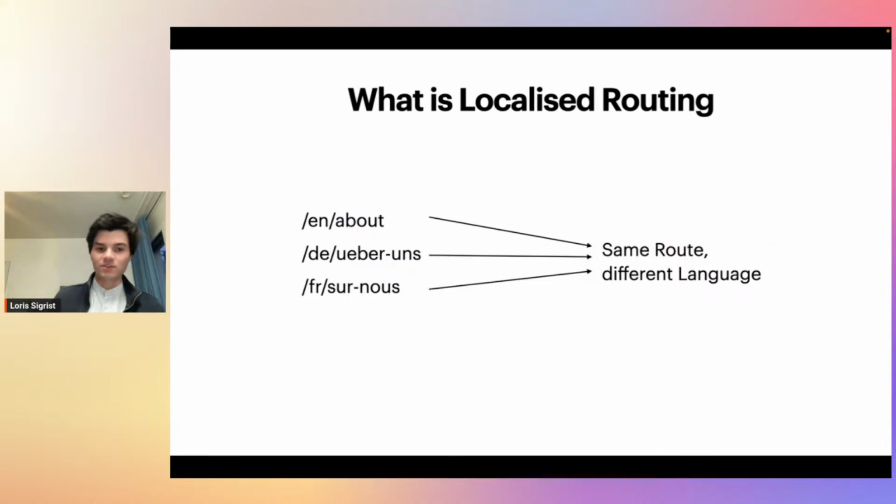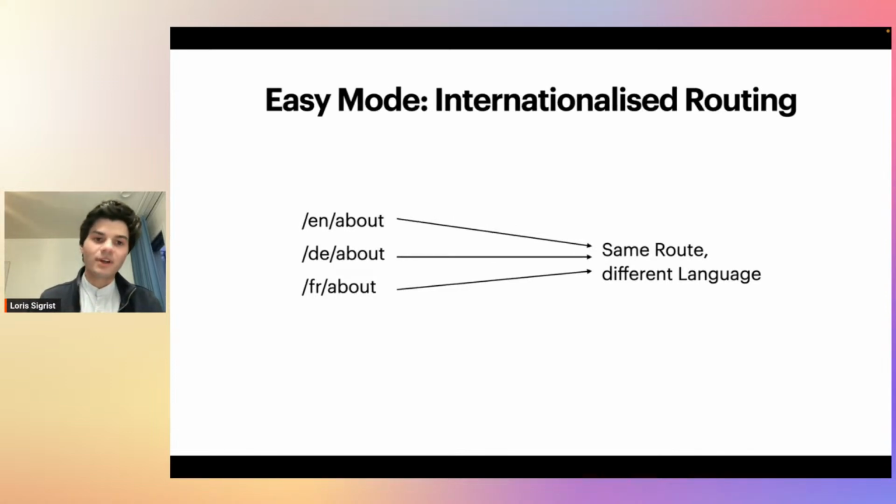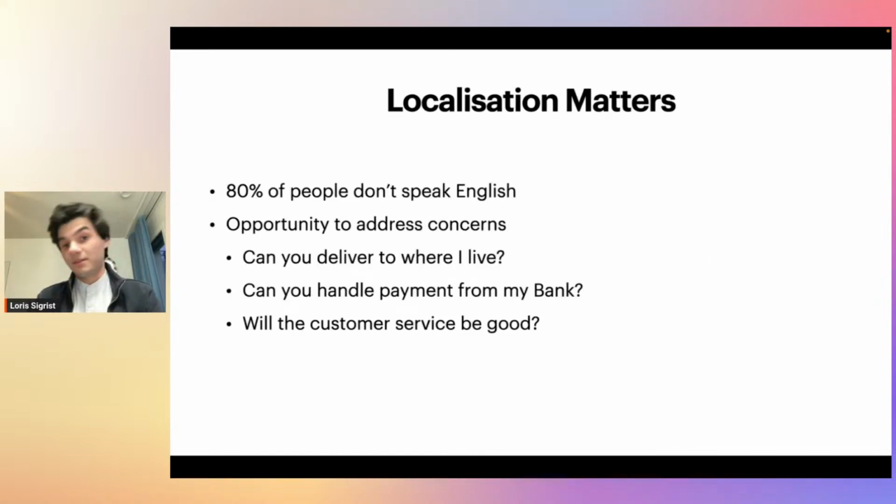Localized routing basically just means that all the paths in your URLs are nicely translated, but you can still render the same route with them, just in different languages. This is kind of the harder version of regular internationalized routing, where you just have the language in the URL, but all the paths are the same. Now, stuff like this might seem like a small detail, but consider that most of the world's population doesn't speak English, so localization can unlock a huge number of people that you can reach.